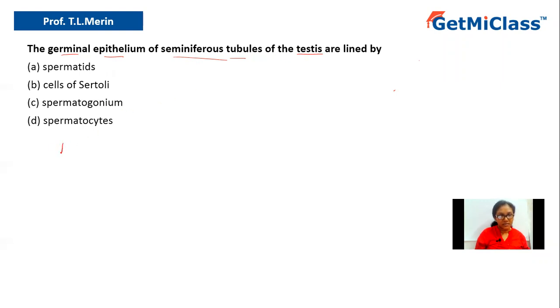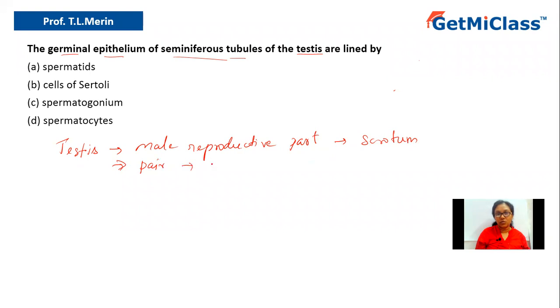So what are these testes? Testis is a reproductive part in case of male. It is a male reproductive part. And where can you find it? You can find these in the scrotal sac or the scrotum. So testis is a male reproductive part which is found in the scrotum, which lies outside the body, but it is connected internally. Now, there is a pair of testes, so that means there are two testes.